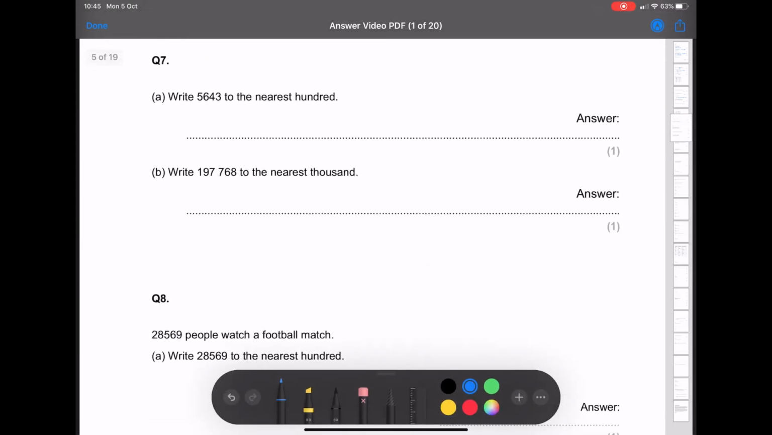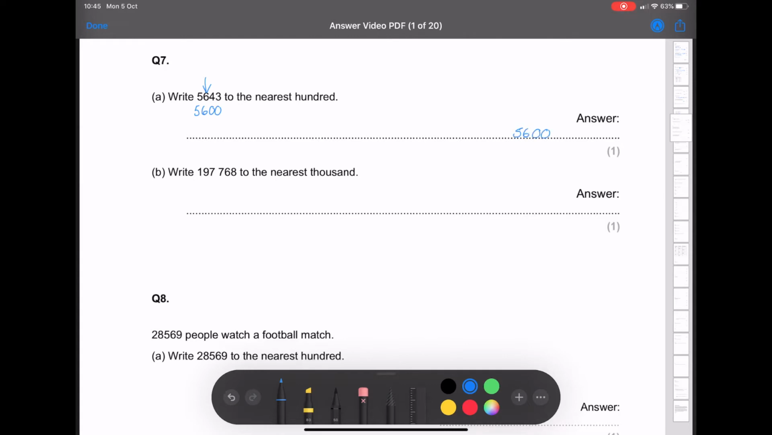Question 7 says to write 5,643 to the nearest 100. Here's our hundreds column. Is it closer to 600 or 700? It's closer to 600, so our answer would be 5,600.